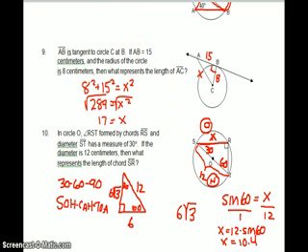And that is questions 1 through 10 on your Unit 10 test review. 11 through 20 will be on the next one.